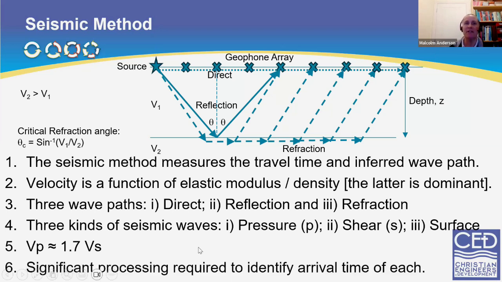And all this means that there's a lot of processing required to identify the arrival time of each, and that's one of the reasons why the equipment itself, the box, is quite expensive. And then you've got fairly expensive software to do that. It's a fairly involved method. So all in all, we don't use this method, but it's nice to know, and it does give us a very reliable depth between different density layers. So it's a great one for identifying the top of bedrock.